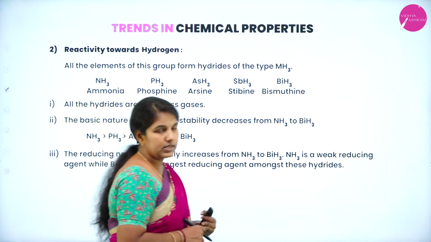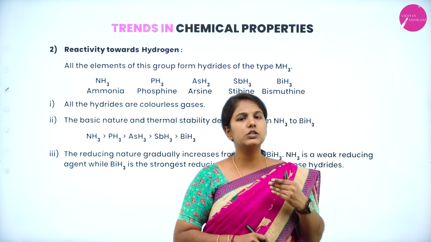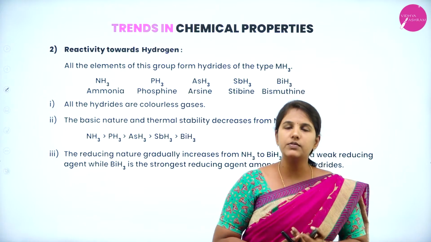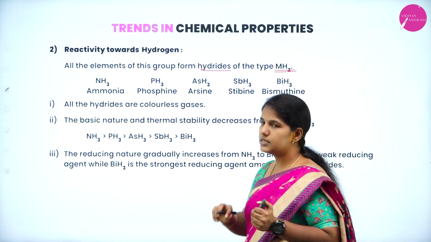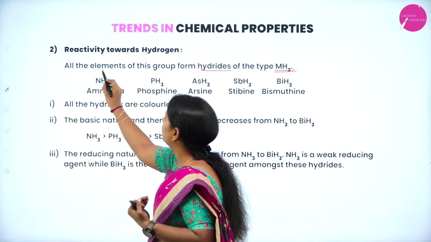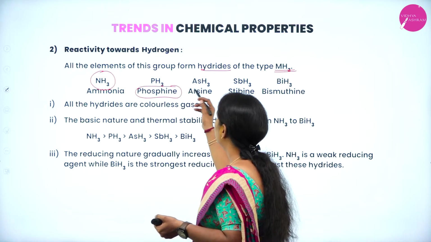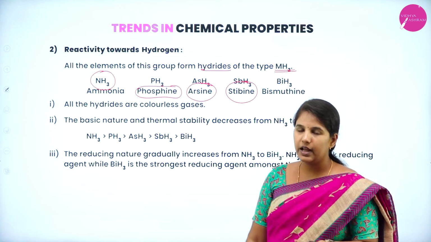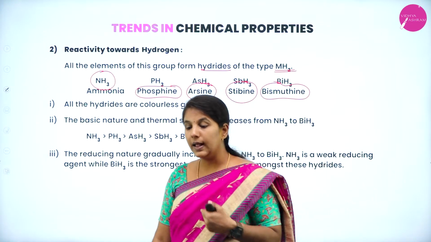Coming to the next trend, the reactivity towards hydrogen. So we'll understand how the group 15 elements react with hydrogen. All these group 15 elements, when they react with hydrogen, will form what? Hydrides. They form a hydride, and generally we represent this hydride as MH3. Nitrogen can react with hydrogen and form ammonia. Similarly, phosphorus can react with hydrogen and form phosphine, arsenic forms arsine, antimony forms stibine, and bismuth forms bismuthine.